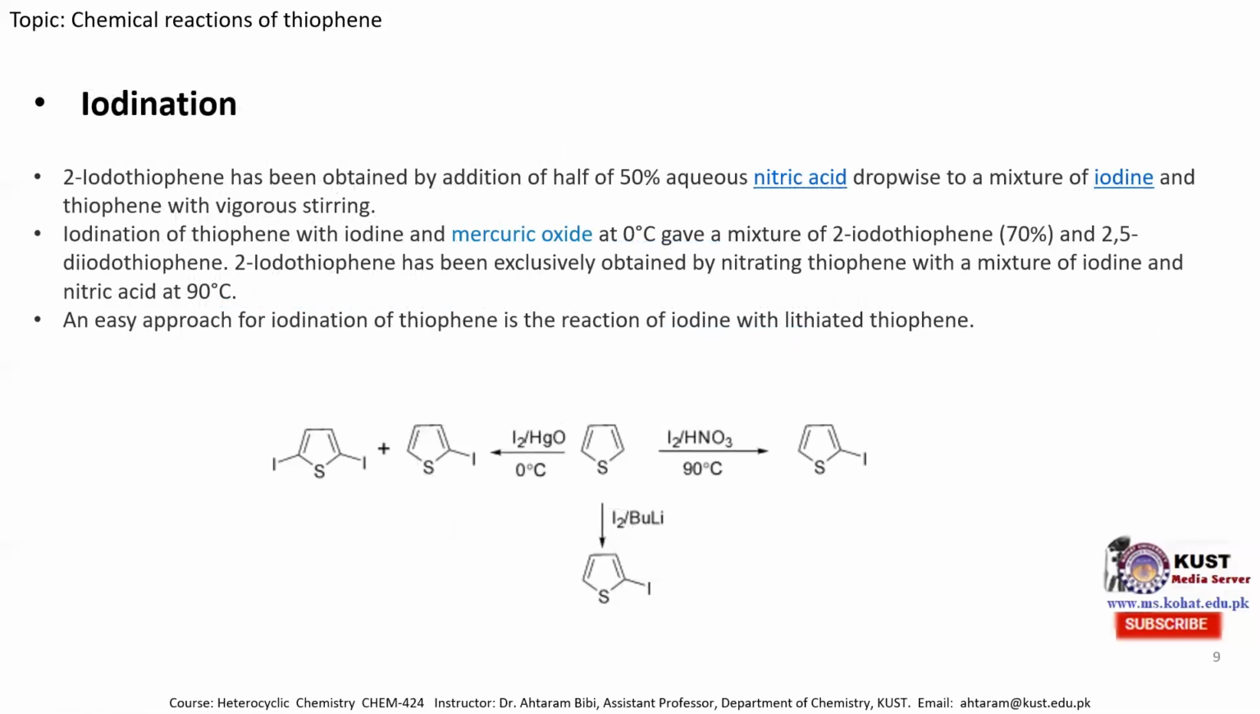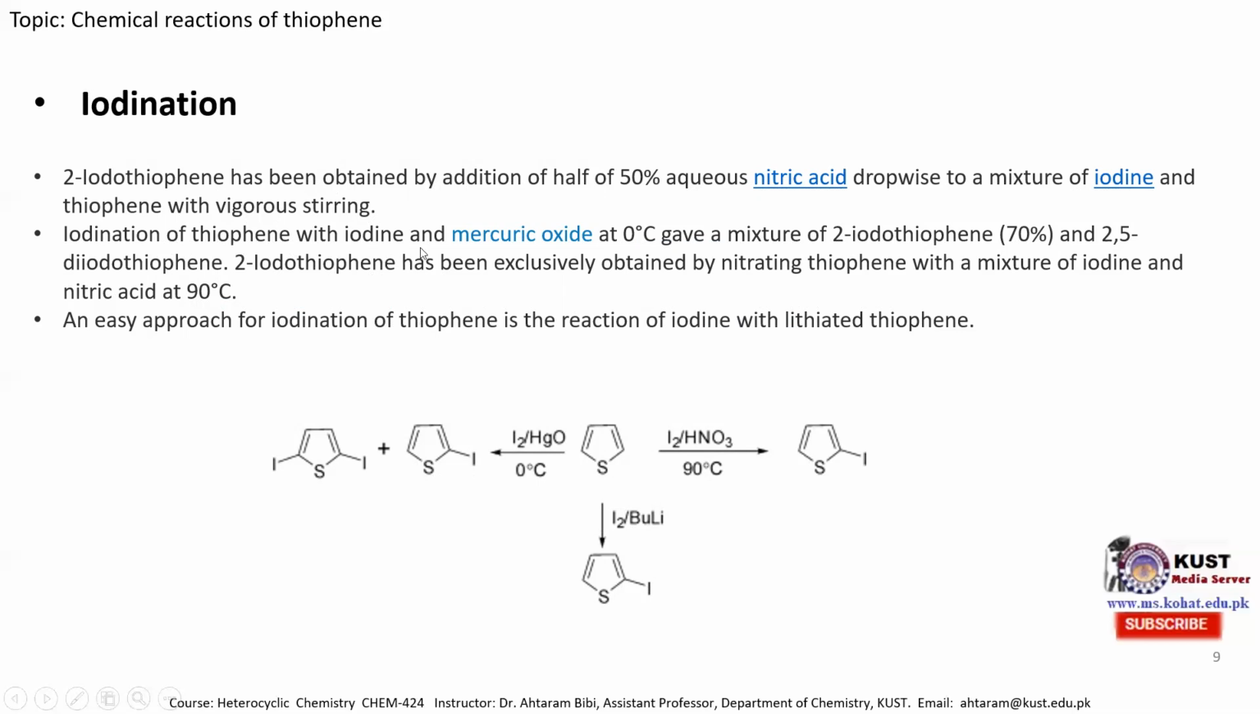Next one is reaction with iodine. The 2-iodothiophene has been obtained by addition of half of 50% aqueous nitric acid dropwise to a mixture of iodine and thiophene with vigorous stirring. 2-iodothiophene can be obtained when the thiophene is treated with iodine and 50% aqueous nitric acid at 90 degrees centigrade, then one can obtain the 2-iodothiophene molecule.